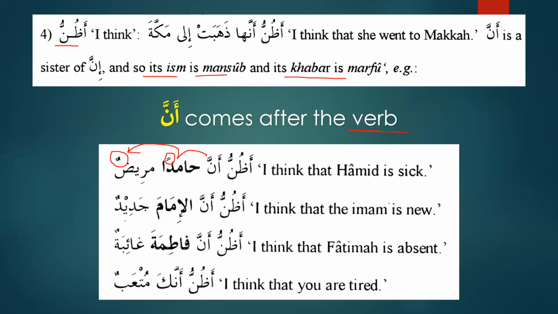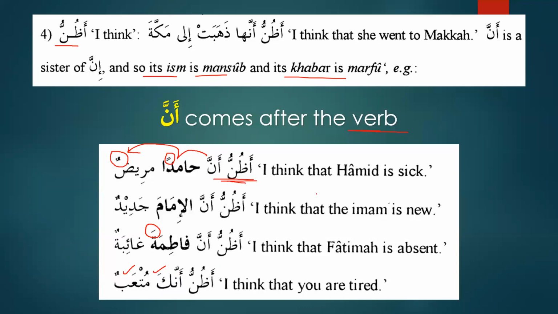أظن أن الإمام جديد. أظن أن فاطمة غائبة. And أظن أنك متعب. So here ka will be ismu anna and mut'abun will be khabaru anna. So we can see over here that after the verb we have to use anna and not inna. That's why we say ashhadu anna Muhammadan abduhu wa rasuluh. We don't say ashhadu inna. We have to say ashhadu anna because anna comes after the verb.